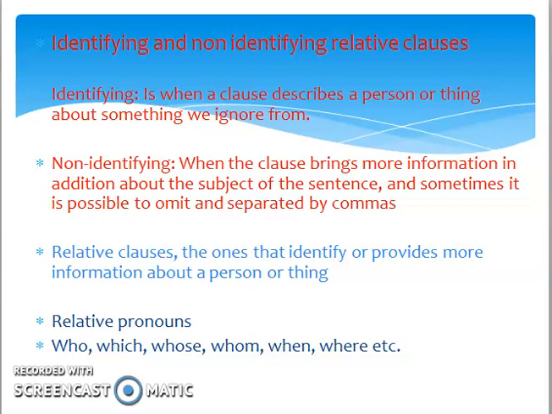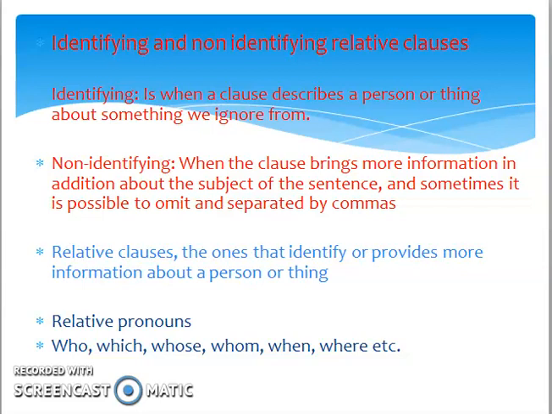On the other hand, we have non-identifying. It says here that the clause brings more information in addition about the subject of the sentence, and sometimes it is possible to omit it and separate it by commas. What is this supposed to mean? When we know the person already, we just provide more information using extra phrases, extra words, and sometimes they are possible to be omitted.